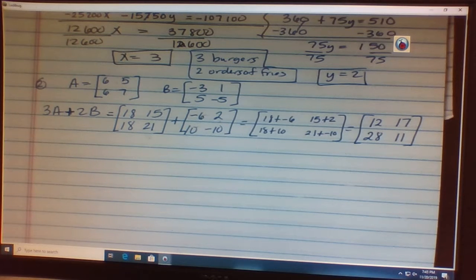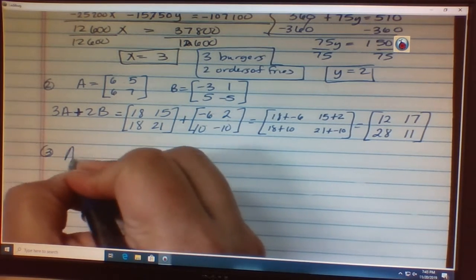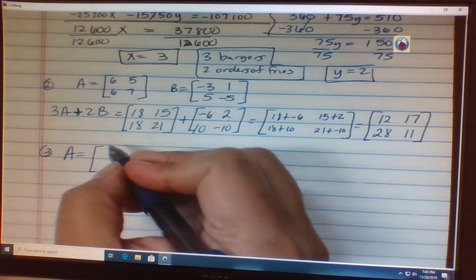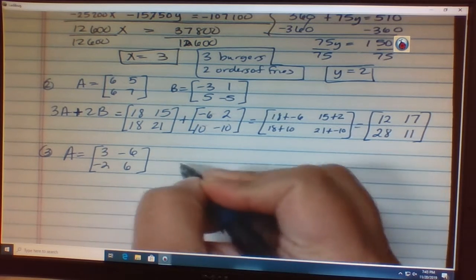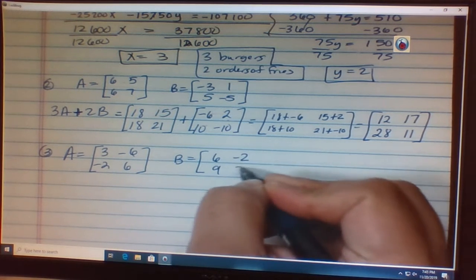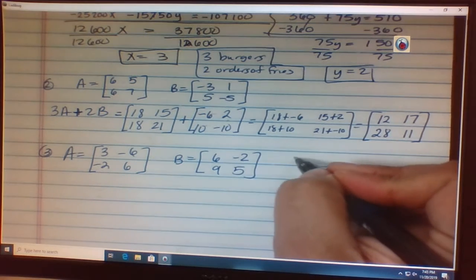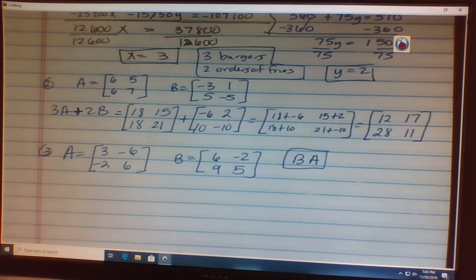Alrighty. So what's next? What do we learn after that? Subtraction. Well, the subtraction is okay. Multiplication. That's the next one we're gonna do. For 3, if A is 3, negative 6, negative 2, and 6, and B is 6, negative 2, 9, and 5, but they want you to do BA. BA, not AB, but BA.